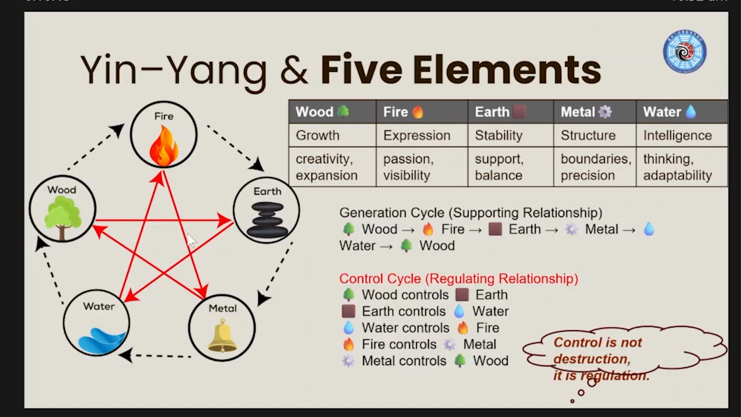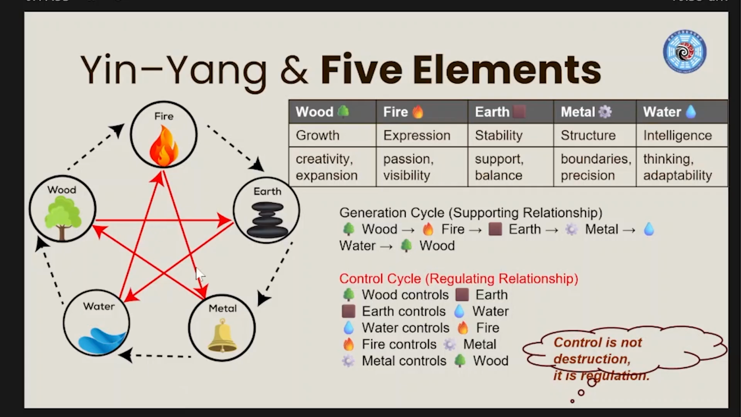It's just like a supply chain of energy. It's easy to understand, like the wood feeds fire, like the fuel, and also the fire can create some ash. The ash can maybe form into the soil and become the earth. And also the earth can produce metal, which is a mineral, and the metal can hold water. Or even when the metal melts, it can become kind of like water. And also the water can grow wood because the plant needs water, right? So it's easy to understand the first important part, that is the supporting relationship.